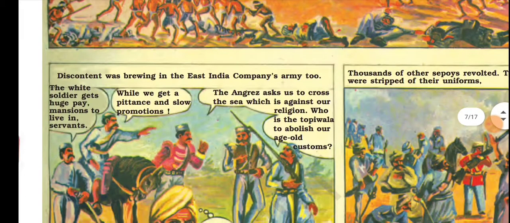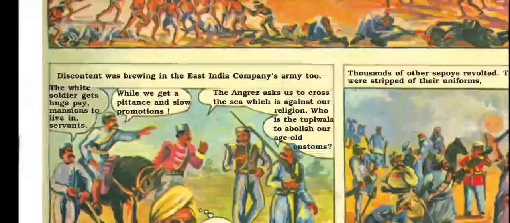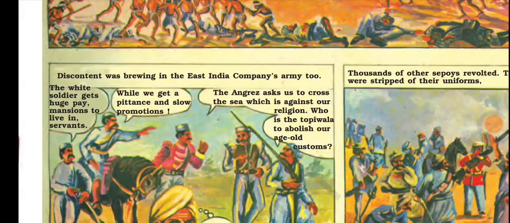Discontent was brewing in the East India Company's army too. The white soldier gets huge pay, mansions to live in, servants, while we get peasants and slow promotions. Here it is said that the difference between the Indian soldier and the British soldiers: the British soldiers were getting higher pay than that of the Indians, and they were living in mansions, where Indian soldiers had no such provision.